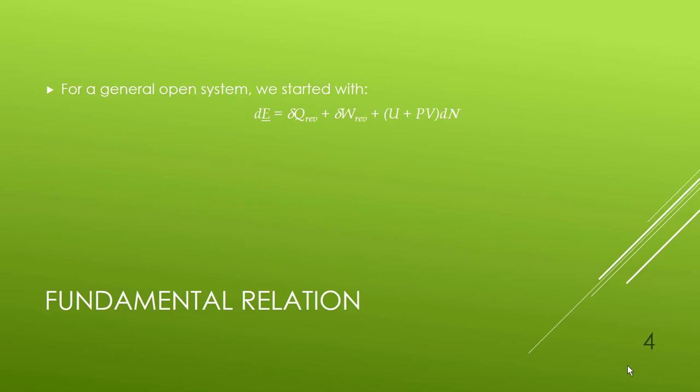So for a general open system, we start with the first law. Now this is a little bit of a different form than what we've seen. Instead of using a mass or mole flow rate, we've done dN because I'm taking these as differentials rather than time derivatives.